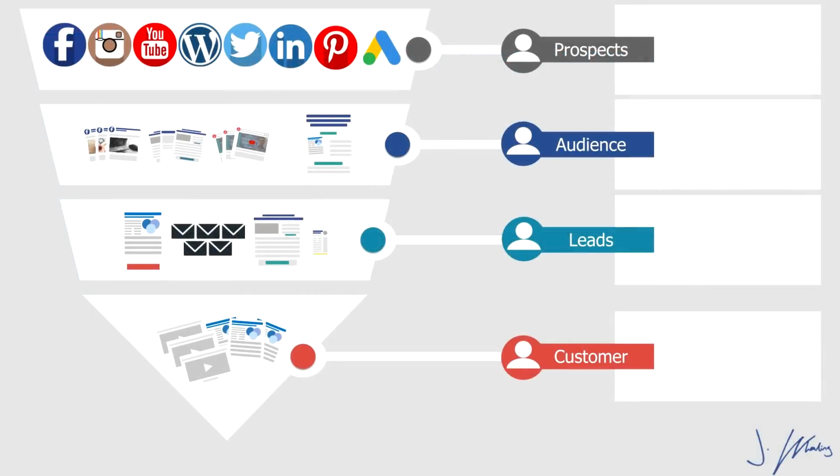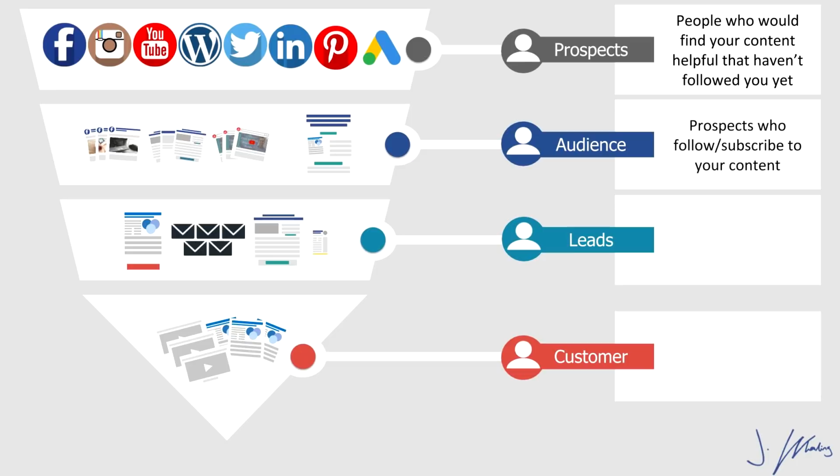So here's a quick diagram of the different stages someone would go through. A prospect is anyone across the world that would find value in your product or service. So it's not everyone in the world, it's someone who your product or service would actually help. And the goal of your social media or content marketing strategy is to get that prospect warmed up and actually starting to follow you on your social platforms.